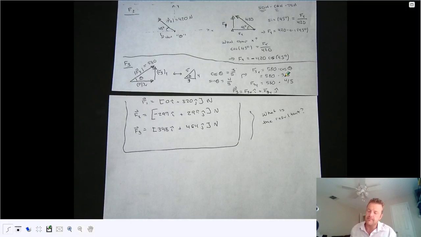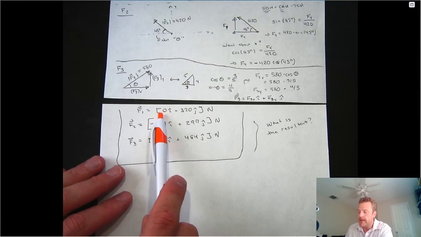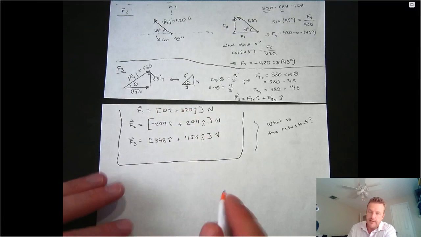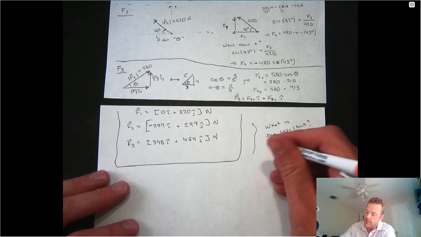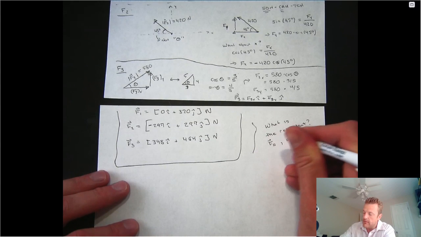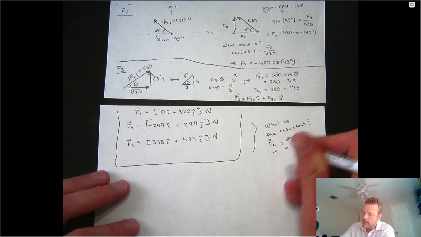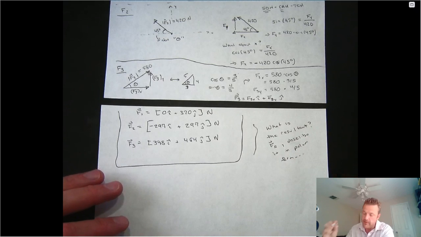So although the original problem just asked us to decompose these vectors into x and y components, I'm going to go a step further and find the resultant force, usually denoted as F sub r, and I'm going to describe it in polar form.